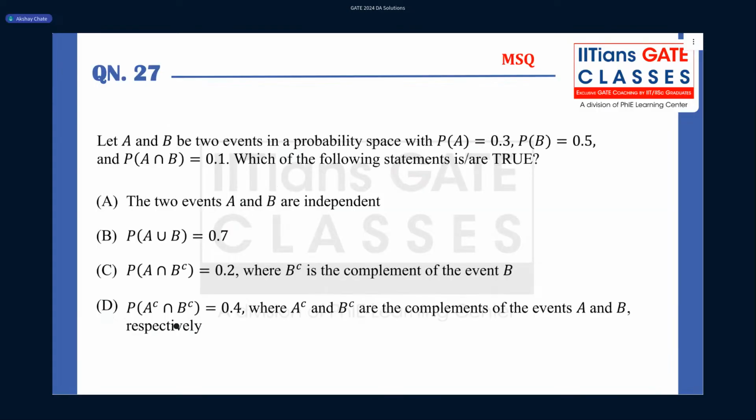So now the next question is question number 27, and it says: let A and B be 2 events in a probability space, where probability of A is 0.3 and probability of B is 0.5, and probability of A intersection B is 0.1. So A intersection B represents the elements of A and B which are common to each other. Then which of the following statements is true?